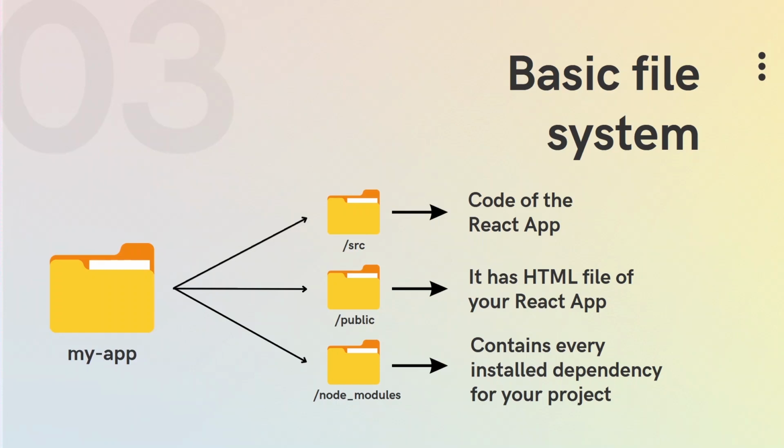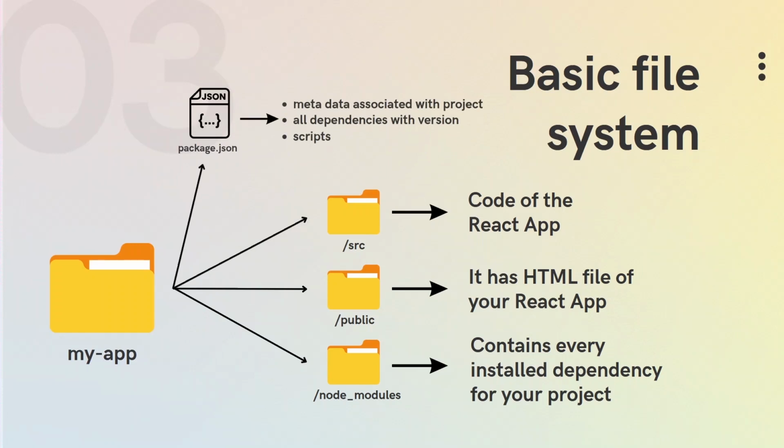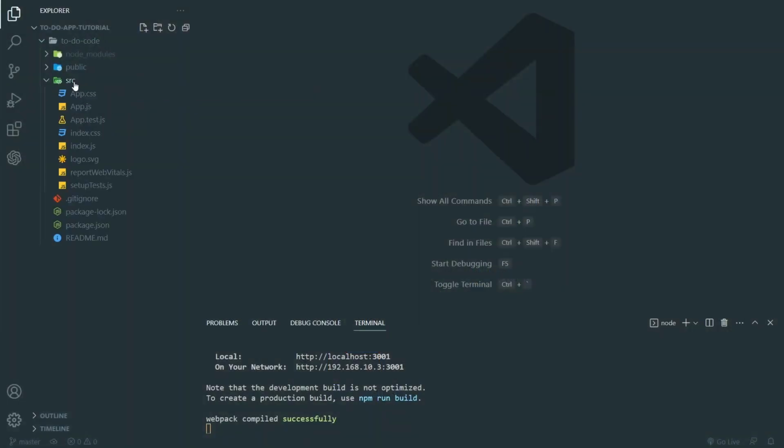It simply contains every installed dependency for your project. Then we have a couple of files, of which we're going to discuss one here, which is package.json. It has the metadata of your project and all the dependencies which are installed for your project with their versions, and we also have some scripts in it. So let's go to the source folder, where we have all the source files of our React app.